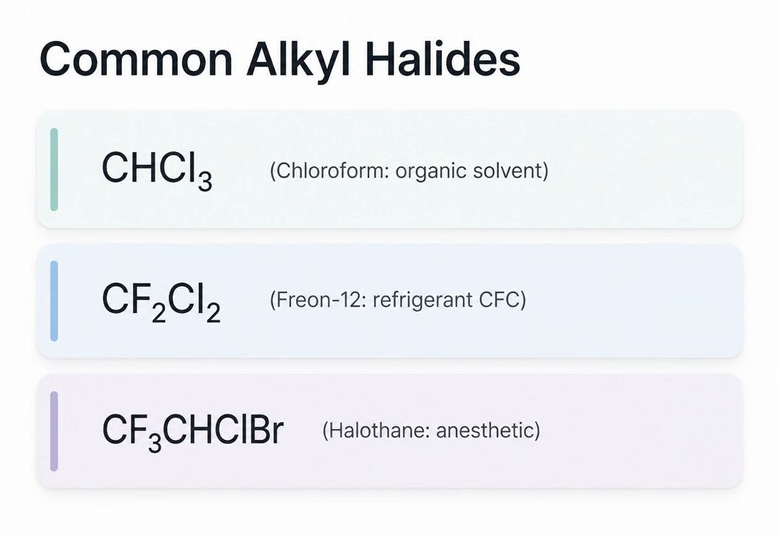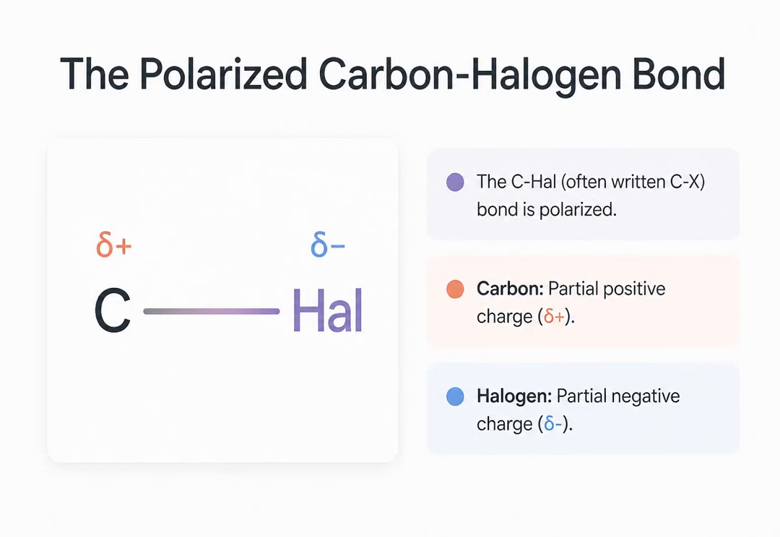Then we have Freon 12, a chlorofluorocarbon historically used as a refrigerant, and halothane, which is a widely used medical anesthetic. Because halogen atoms are significantly more electronegative than carbon atoms, the bond between them, often written as C-X, is highly polarized. This electronegativity difference pulls electron density towards the halogen, creating a partial negative charge on the halogen and leaving a partial positive charge on the carbon atom.